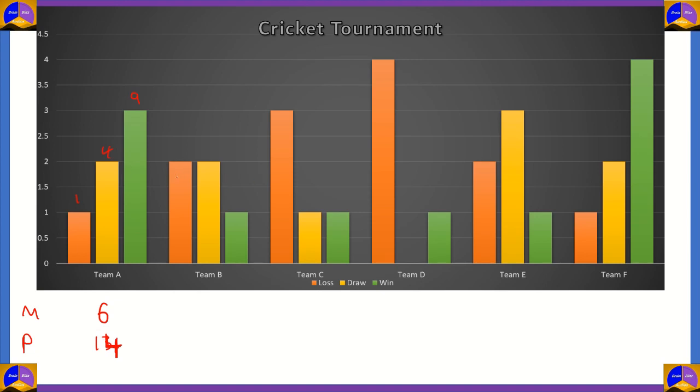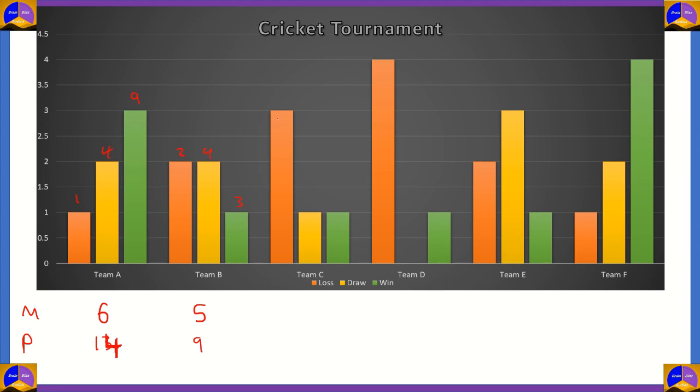Team B lost 2 matches, drew 2 matches, and won just 1 match. So therefore, they played 5 matches, and their score is 2 times 1, that is 2, 2 times 2 is 4, and 1 times 3 is 3. So 4 plus 3 plus 2 gives you 9 points.